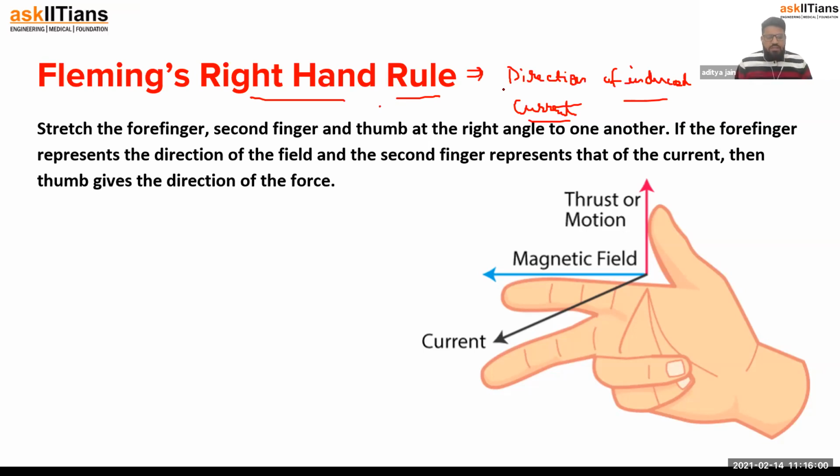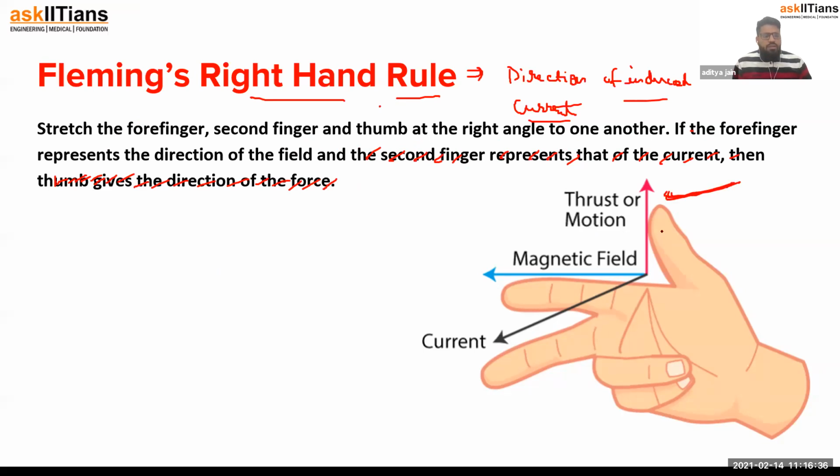Here, see this. Stretch the forefinger, second finger and thumb at right angles to each other. The forefinger represents the direction of field. Second finger represents the current. Okay, I think this is misprinted. This is a printing mistake. This is actually the left-hand rule statement. These nomenclatures are of the left-hand rule. So see, what does the right-hand rule say? If you can see here, this is correct.